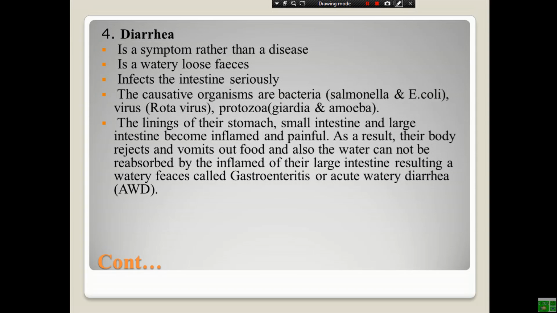The lining of the stomach, small intestine and large intestine become inflamed and painful. As a result, the body rejects and vomits out the food, and water cannot be reabsorbed by the inflamed large intestine, resulting in a watery phase called gastroenteritis or acute watery diarrhea.